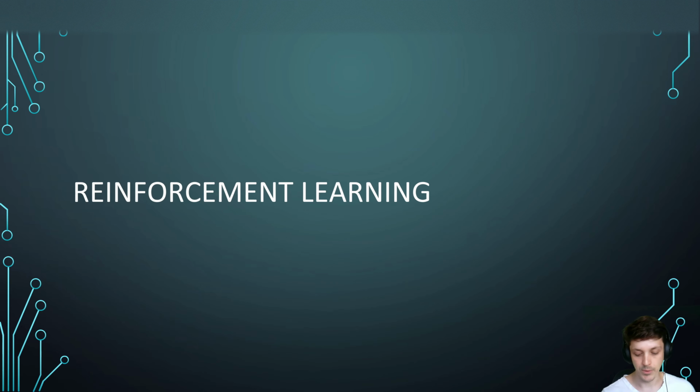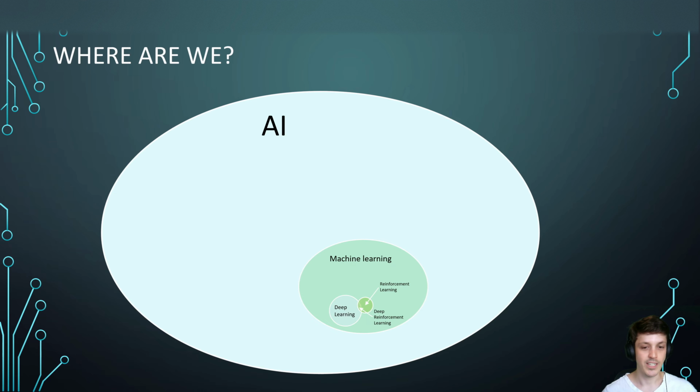Well, enter reinforcement learning. To give a high level overview of where we are in terms of AI and machine learning, reinforcement learning is a subset of machine learning, which is itself a subset of artificial intelligence, which is a very, very broad and not well-defined field, I find. So reinforcement learning is a subset of machine learning. And when we eventually get to it, deep reinforcement learning is an intersection between deep learning concepts and reinforcement learning concepts as well.